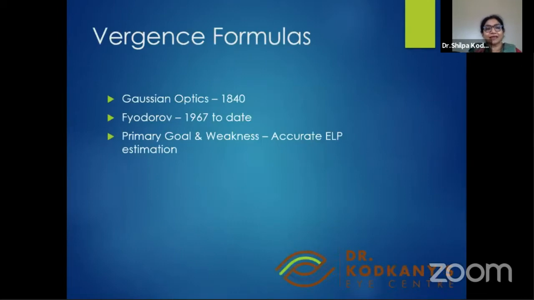Now, no topic on IOL formulas can go ahead without remembering this man, Dr. Fedorov, who, way back in the 1960s, came up with the Vergence formulas, which are even used today. And the primary goal, and probably even the weakness, has been accurate, effective lens position estimation for getting better and better at prediction of errors.